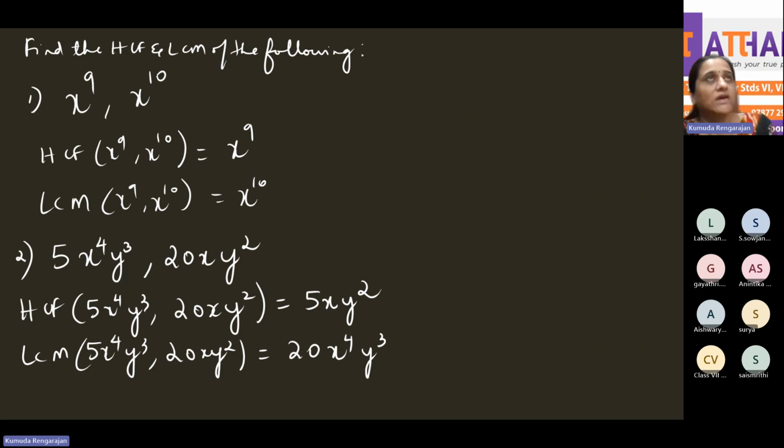I'll tell you, if one term does not have a z in it and the other one has a z, we'll come to that. Is this understood? HCF, least power. LCM, greatest power.